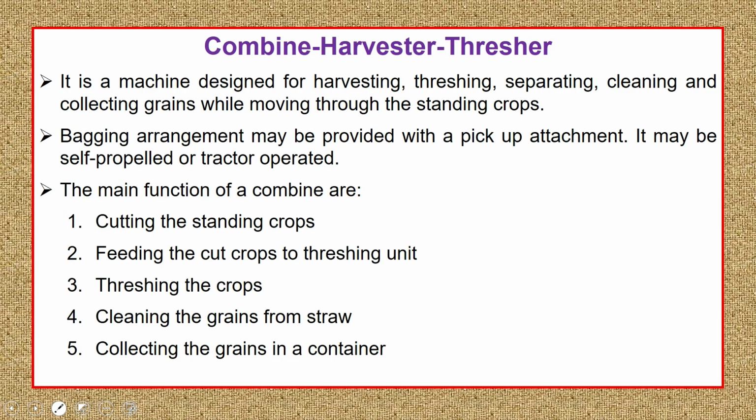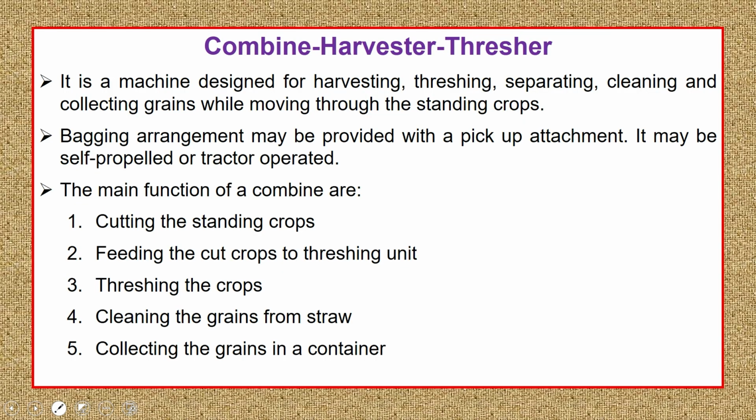Many of the combine harvesters which are commercially used nowadays do not come with a bagging arrangement. Instead, they come with a storage tank where they can store the grains up to a certain capacity. Then, as the tank fills to its maximum, the grains will be discharged out of it.